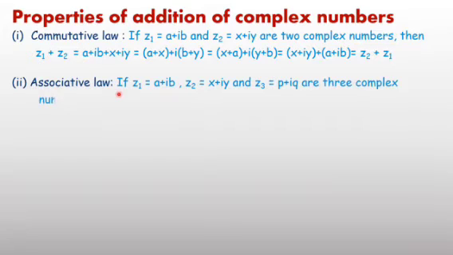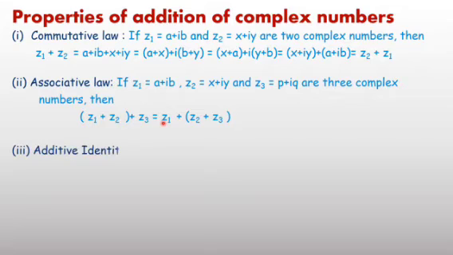Associative law. With three complex numbers a plus ib, x plus iy, and p plus iq given, associative law means Z1 plus Z2 plus Z3 equals Z1 plus Z2 plus Z3. Means first you add Z1 plus Z2, then Z3, or first you find Z2 plus Z3, then add Z1. The result will be the same. Or additive identity, a very important part.